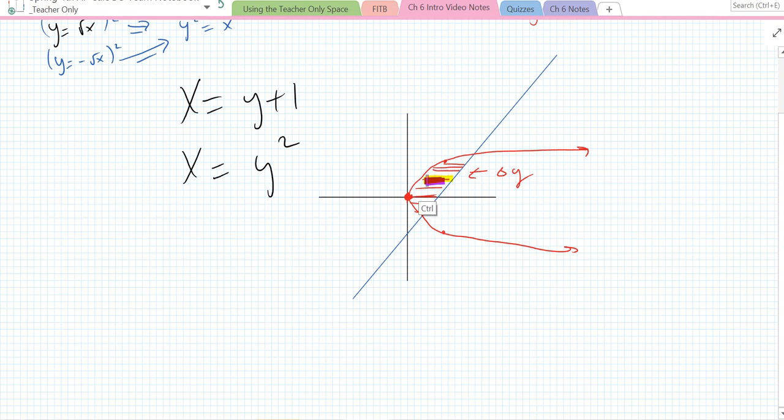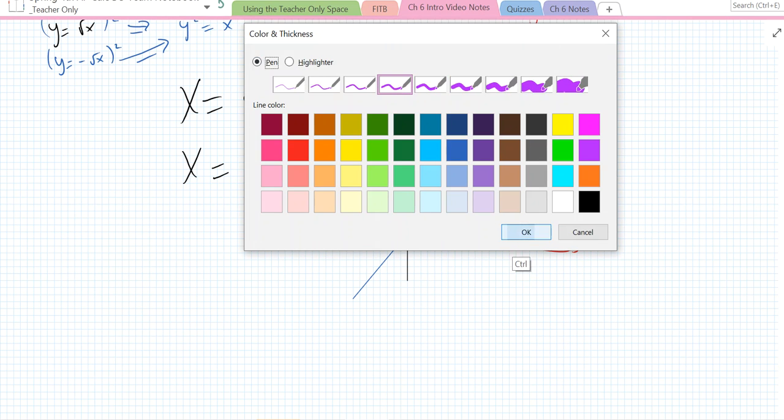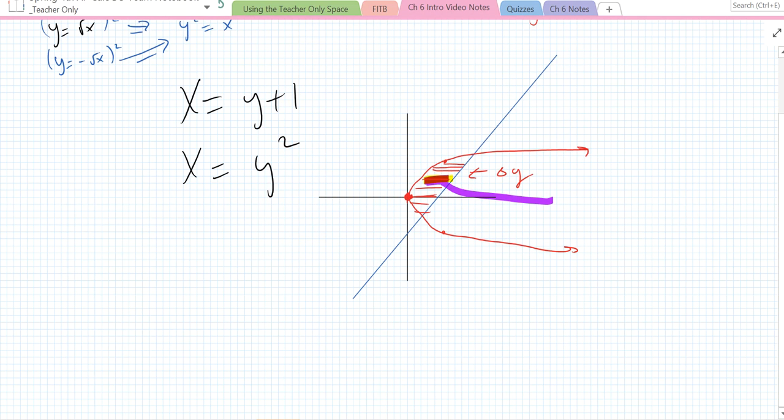That length is actually, I need to get a pen, not a highlighter. That length right there is right minus left. Because if you always subtract the left number from the right number, you get a positive number. Remember how we did upper minus lower? Now we're going to do right minus left.